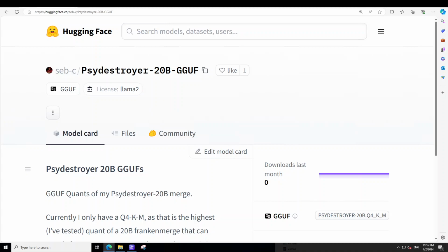Hello guys, in this video I am going to introduce you to Psydestroyer 20 billion LLM. This Psydestroyer 20 billion LLM is a self-merge of the celebrated Psyfighter model, which was quite famous in the last few months. This Psydestroyer is quite smart. The thing is that all of these merges like this are really cool because they have given us a lot of great models like Goliath 120 billion and a lot of others. I mean, the list goes on and on.